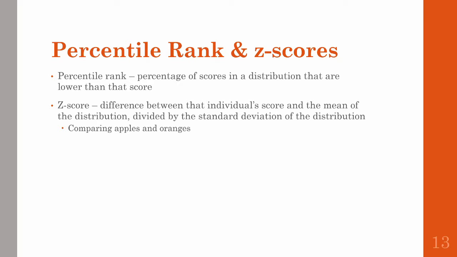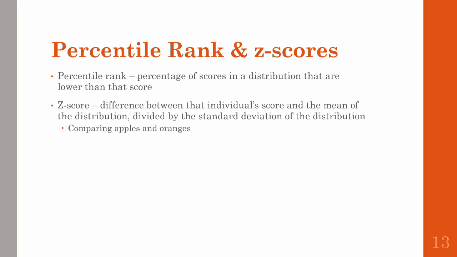Some other things you should know are percentile rank and z-scores. Percentile rank is the percentage of scores in a distribution that are lower than that score. You're probably already familiar with this from ACT scores in high school. You would get your score, and it would say you scored in the 70th percentile or whatever. That would indicate that 70% of people who took the same test scored lower than you.